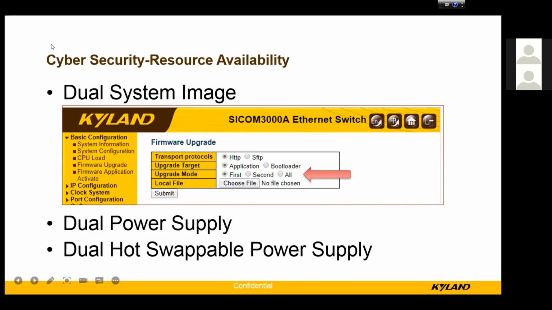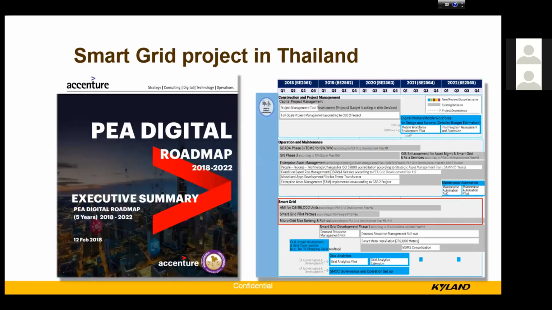And here is the resource availability. Now all of our switches support dual system imaging. You can see that there are two images in the switch. If one fails, the other will still take the role and be activated. And all our switches support the dual power module. And another model has supported a hot-swappable power module.